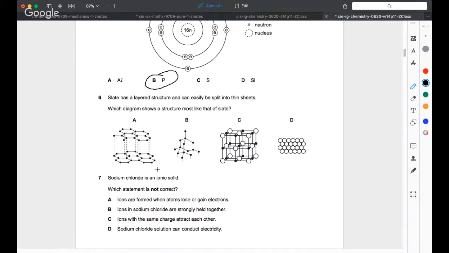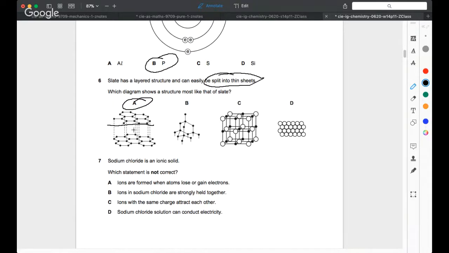Okay, so next question. So they are split into thin sheets. So which one looks like a structure of thin sheets? That would be A. So A consists of sheets of atoms, and the interaction that's holding the sheets together is van der Waals forces. So that would be A.